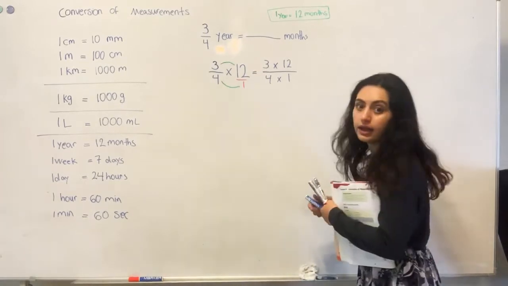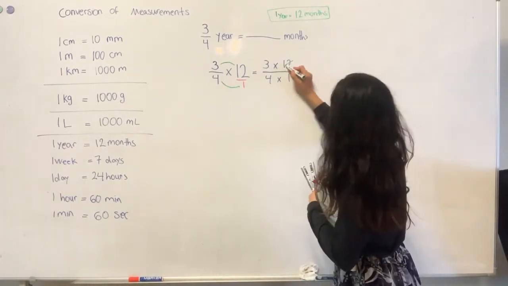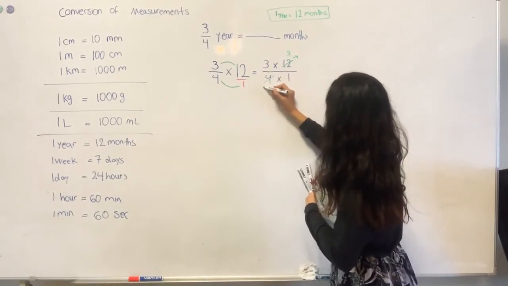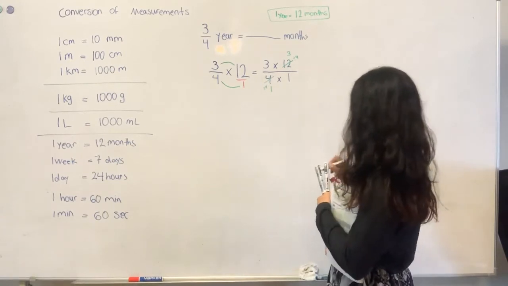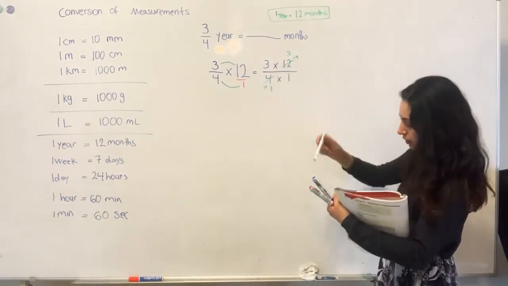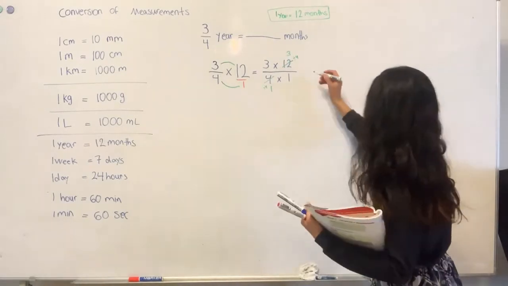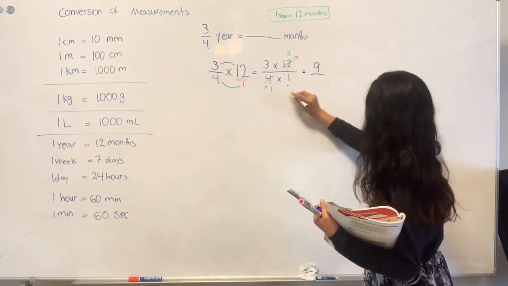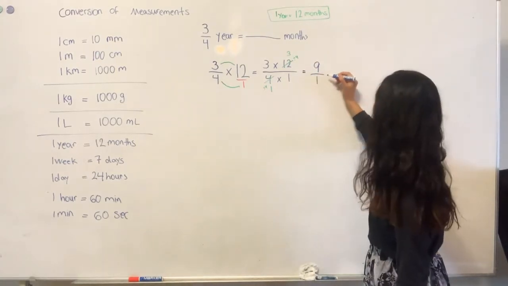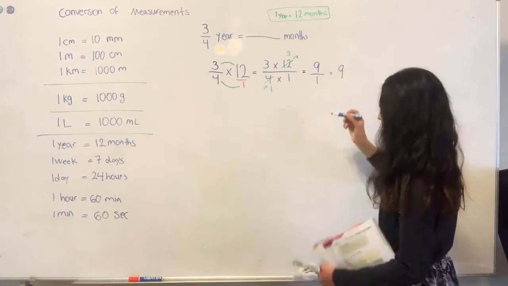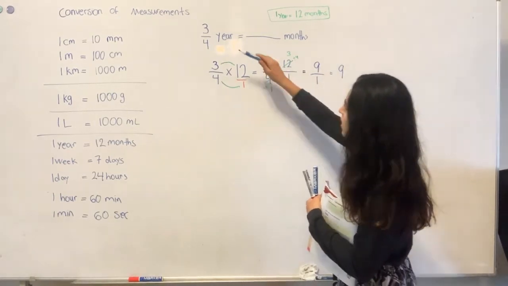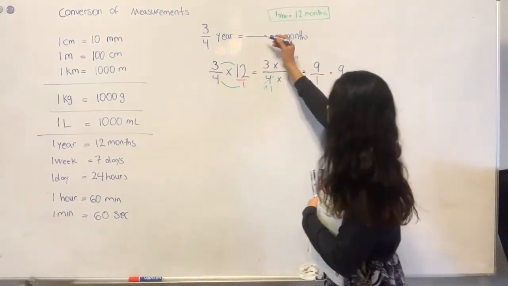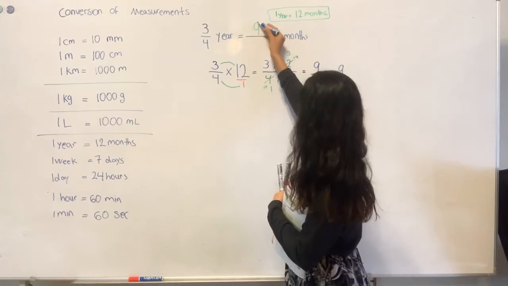How do we simplify it? We can say 12 divided by 4 is 3. 4 divided by 4 is 1. So we have 3 here, we have 3 here. 3 times 3, 9. 1 times 1, 1 equals to 9. So 3/4 year equals to 9 months. That's how we convert it.